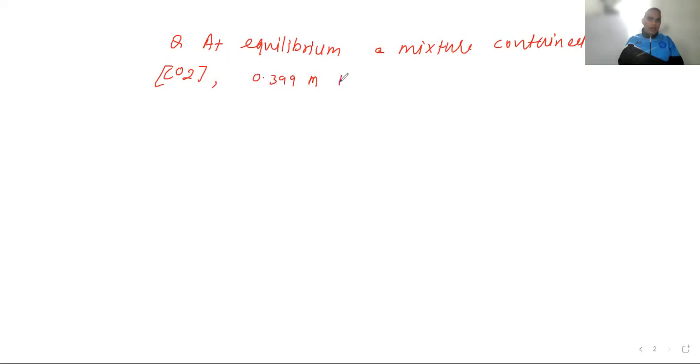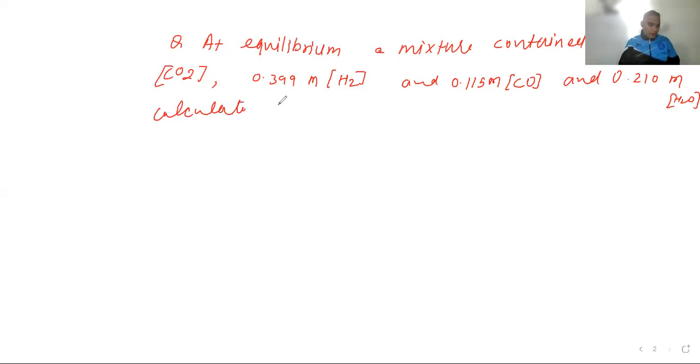0.399 molar H2, and 0.115 molar CO, and 0.210 molar H2O. So many things are given. Calculate Kp.